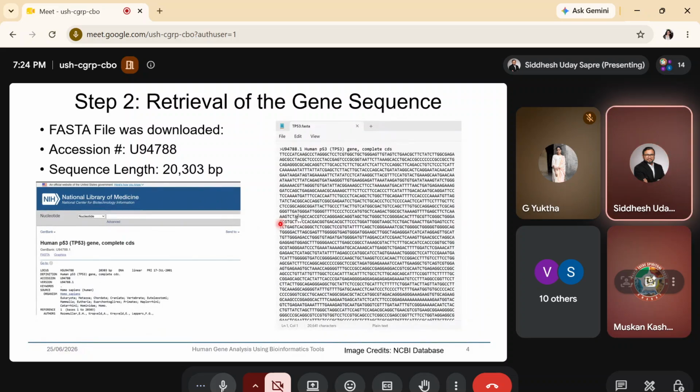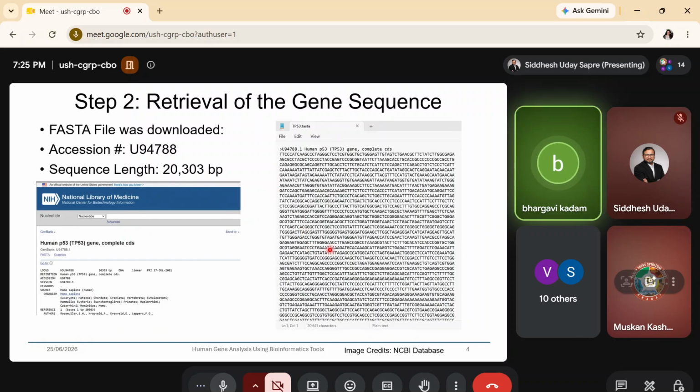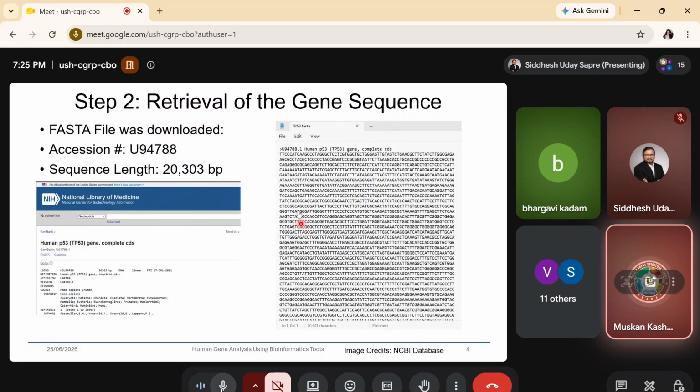I am not aware at this moment. Can I answer? Yes, Bhargavi, you can answer. I guess it indicates it is a direct nucleotide sequence, like in GenBank. Okay, very good. These were the only few questions from my side.